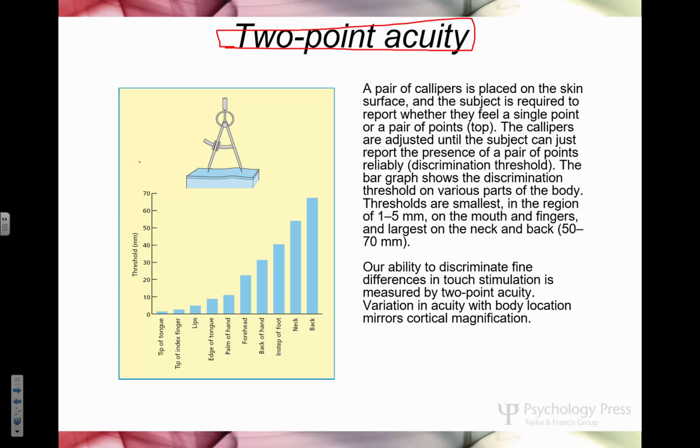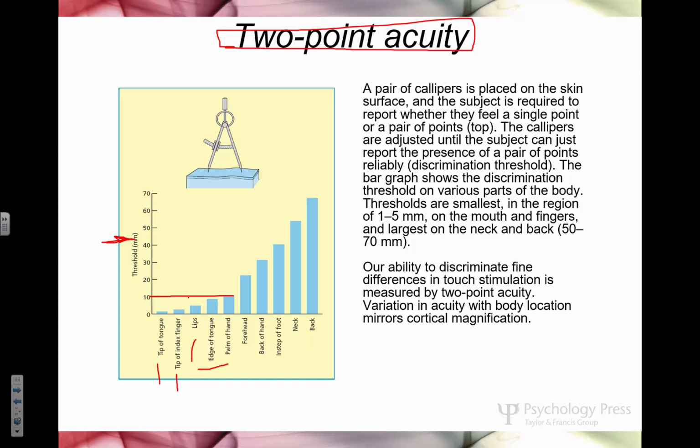And you can figure this out by measuring it with two-point acuity. Here this is measured in millimeters, the accepted scientific length measurement. So if you think about places like the tip of your tongue, your index finger, your lips, other parts of your tongue, even the palm of your hand, look at how close those two points can be, and you still know it's two points.